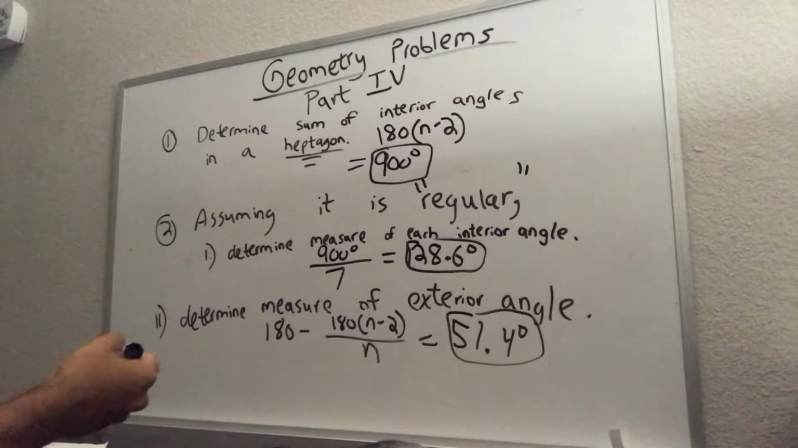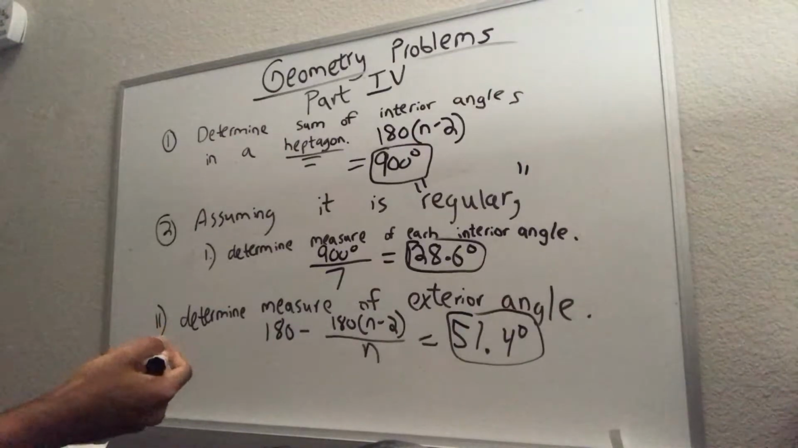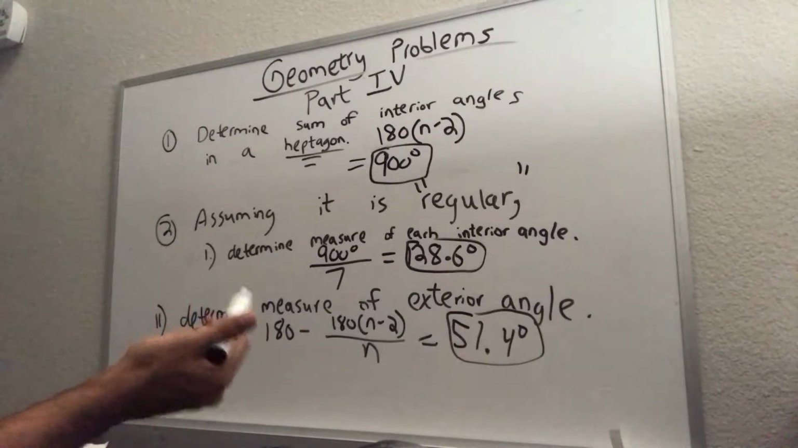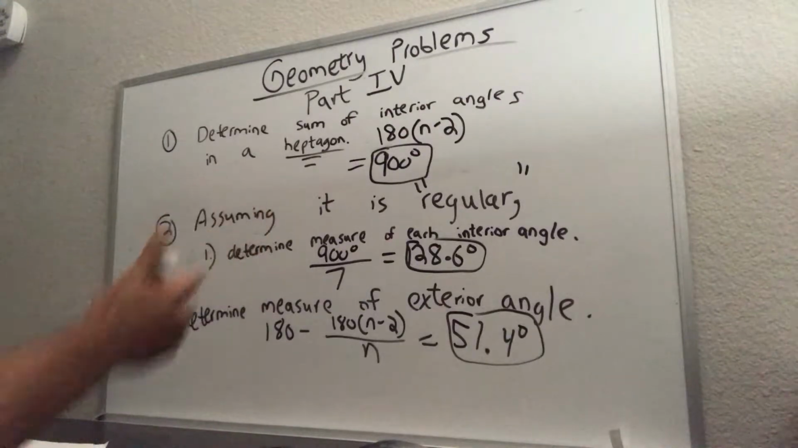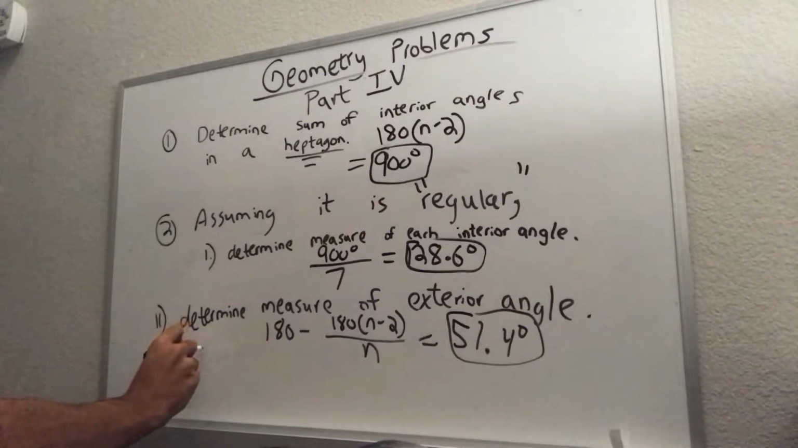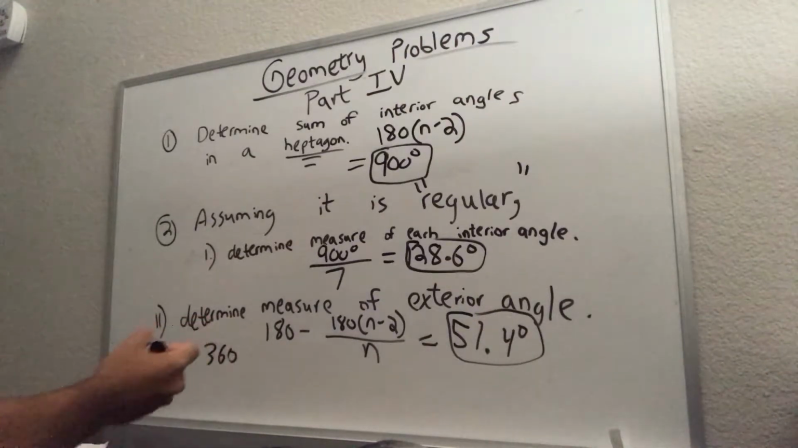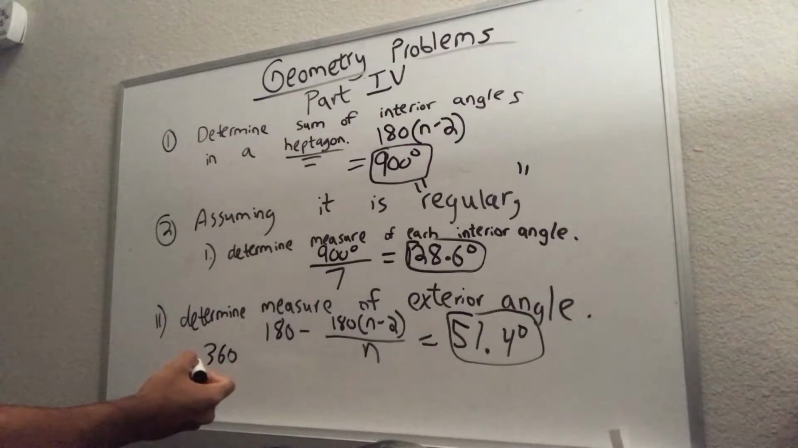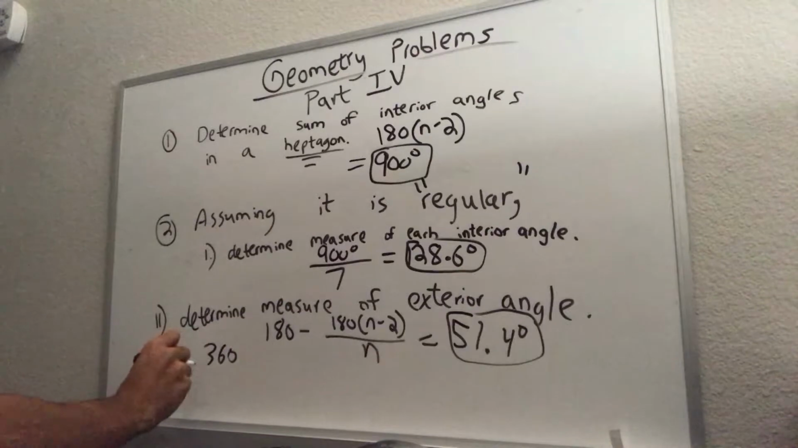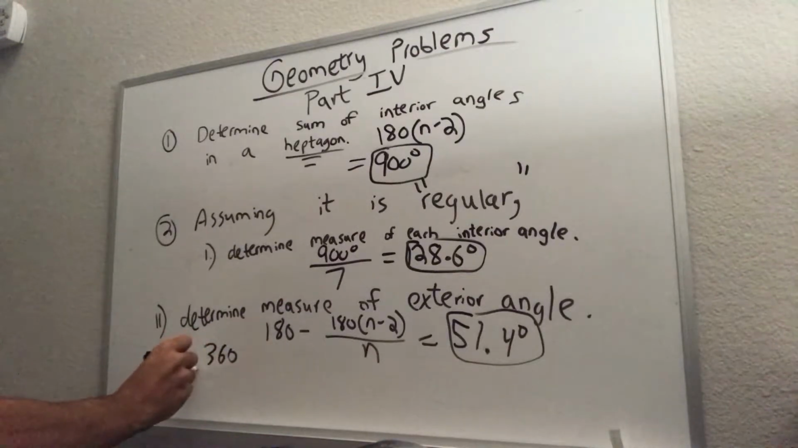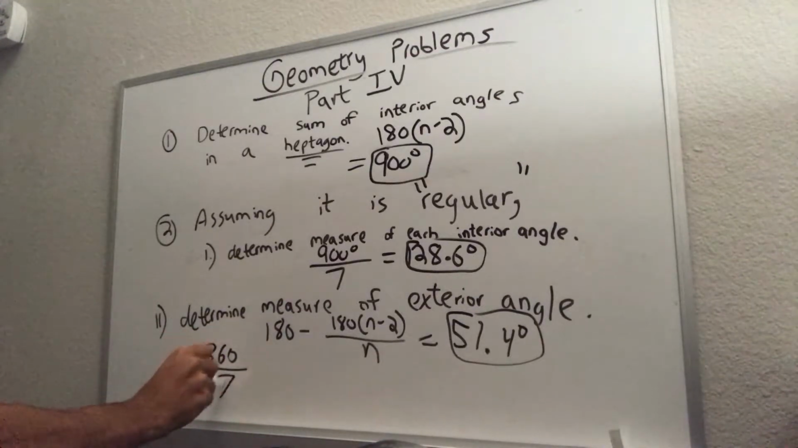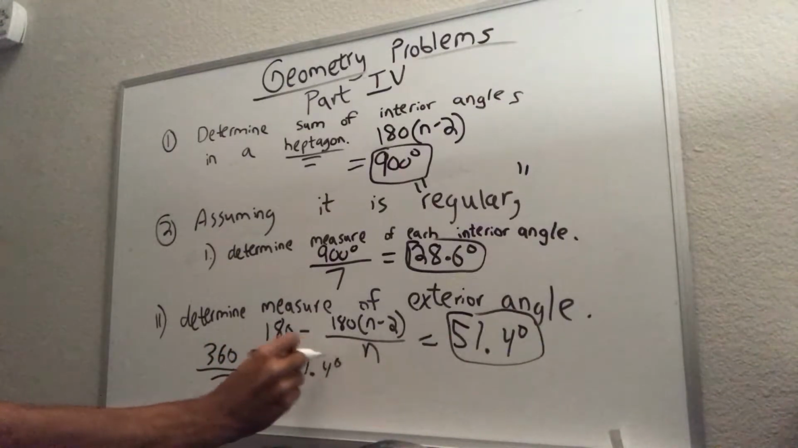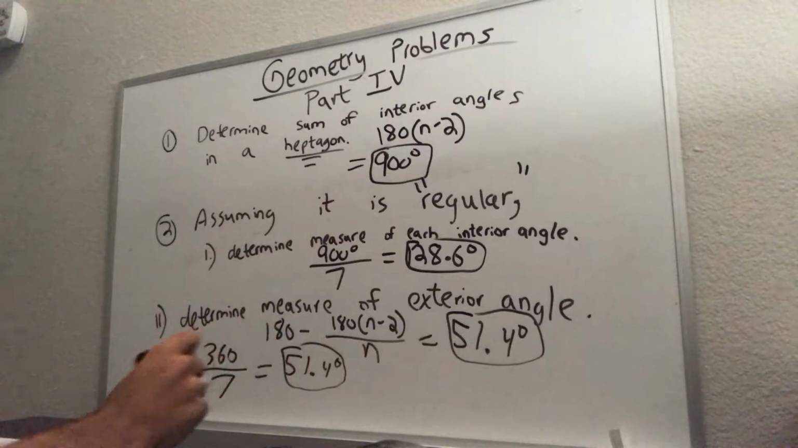So 51.4 degrees is the measure of the exterior angle. However, there's an easier method if you don't want to go through the process of first computing the interior angle. If you know that the polygon is regular, as specified in this case, you just do 360 divided by n, n being the number of sides. The heptagon has 7 sides, so to determine the measure of the exterior angle, you would do 360 divided by 7. And that also gives us 51.4 degrees. So you can use any method you want.